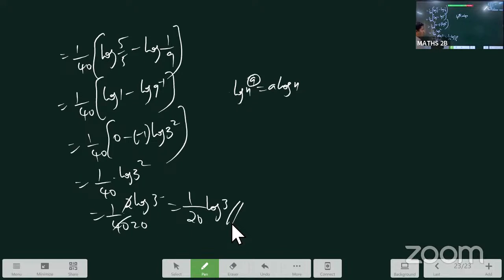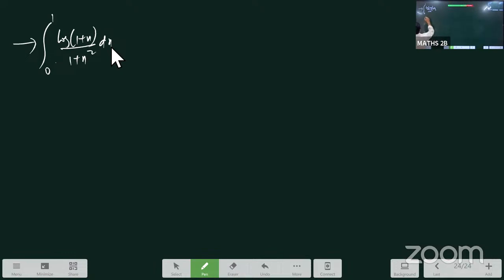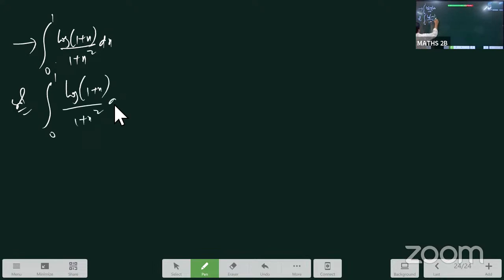Next, most important 7 mark, again indefinite integrals. Evaluate integration of 0 to 1 log of 1 plus x by 1 plus x square dx. Evaluate 0 to 1 log of 1 plus x by 1 plus x square dx. Okay. Now, most important substitution.